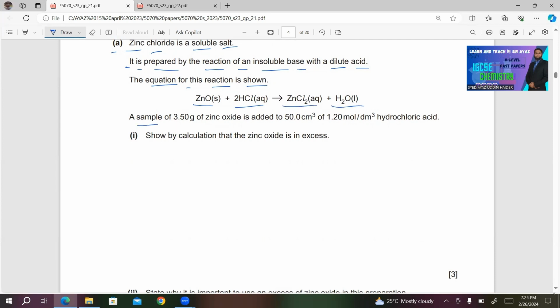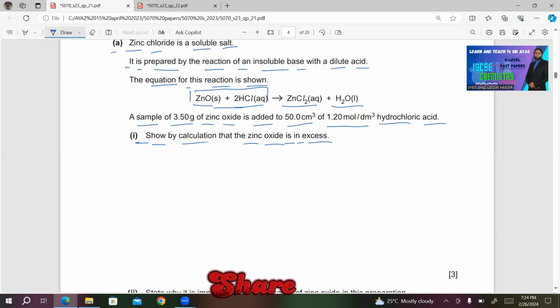A sample of 3.50 gram of zinc oxide is added to 50 centimeter cube of 1.2 mole per dm cube hydrochloric acid. Number 1, show by calculation that the zinc oxide is in excess. Now the easiest way of doing this question is to start converting the reactants into moles, as we have the information of reacting moles from the reaction equation. So first of all, I am going to calculate the MR of zinc oxide in order to convert the grams of zinc oxide into moles.